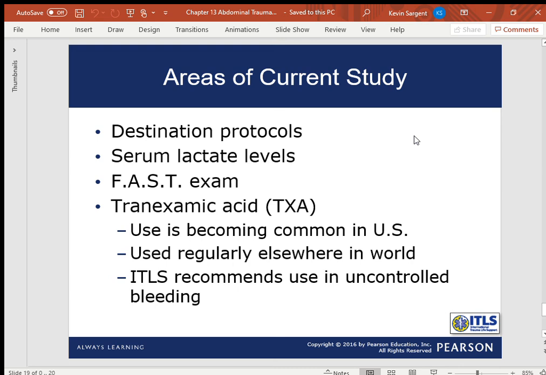Tranexamic acid, TXA, is used in our region. It's not used in our system as of yet. But TXA is the exact opposite of TPA. TPA is a fibrinolytic, which means it breaks up fibrin, it breaks up clots. Tranexamic acid, or TXA, is used to promote fibrin and promote clotting, so it's used in the exact opposite way. It's very common and used in a lot of places in the world. It's generally recommended in uncontrolled bleeding, and like I said, it's a really good thing. However, there's definitely a time and a place for it.